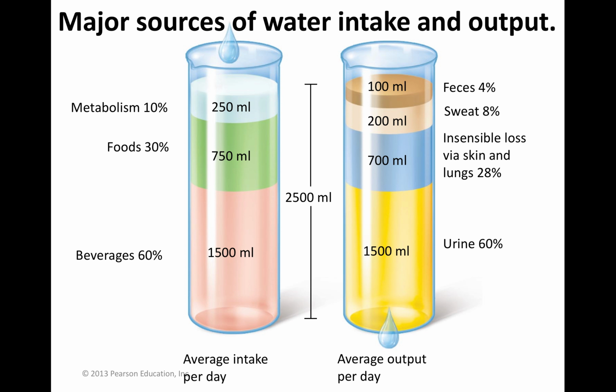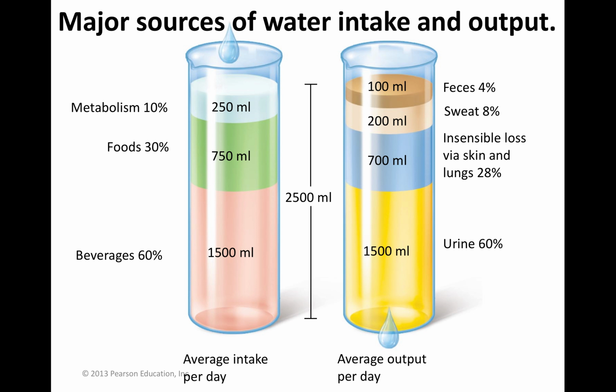You do need to understand that the highest portion comes basically from drinking different types of beverages, including the most common one, which is basically pure water. And then about 30% comes from water in food, and about 10% is what your metabolism actually makes as a byproduct, which you will learn about more in your next semester's course.